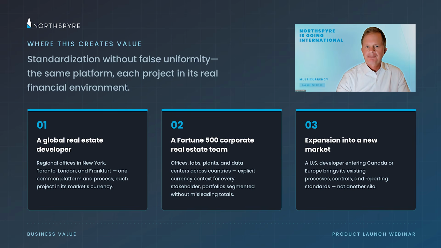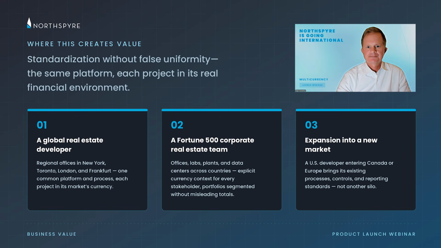Scenario number two, a large Fortune 500 corporate real estate team. And here we have a global company delivering, let's say, offices, manufacturing facilities, laboratories, logistics, and data centers across several countries. The corporate real estate team needs governance and visibility, and execution may be handled by regional project managers, local consultants, internal finance teams, and outside vendors. Now, when currency is explicit within the project, each stakeholder has clear context. When the portfolio can be segmented by currency, leadership can review relevant groups of projects without creating misleading mixed currency contexts.